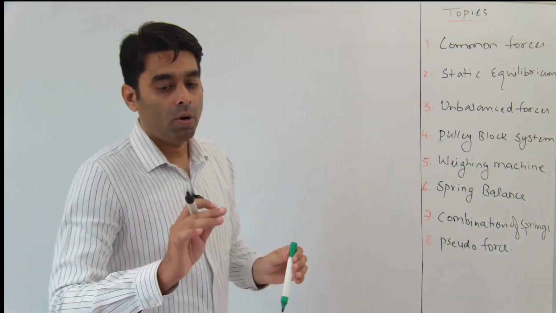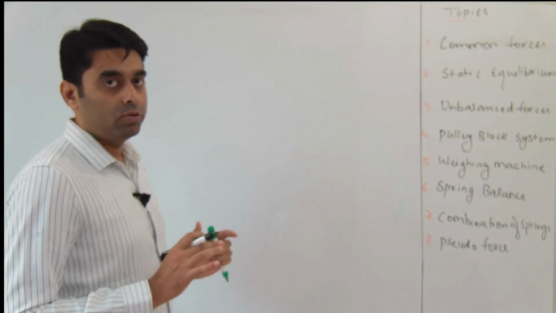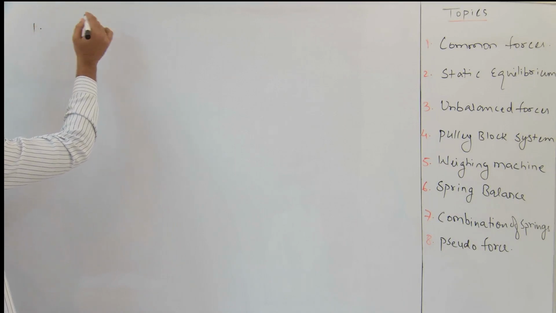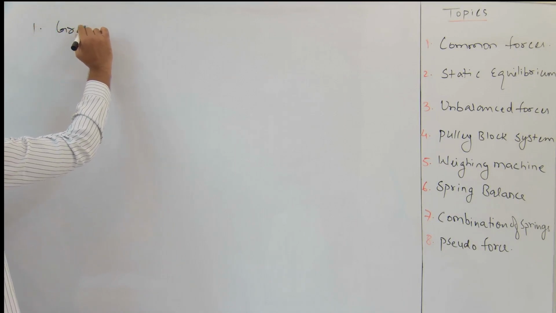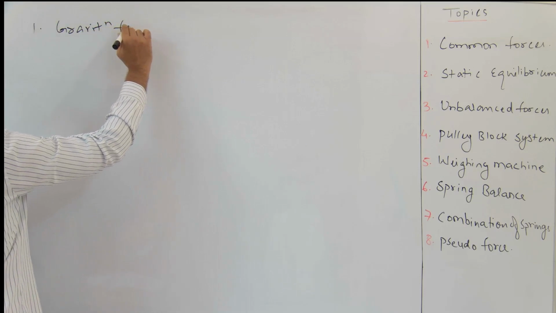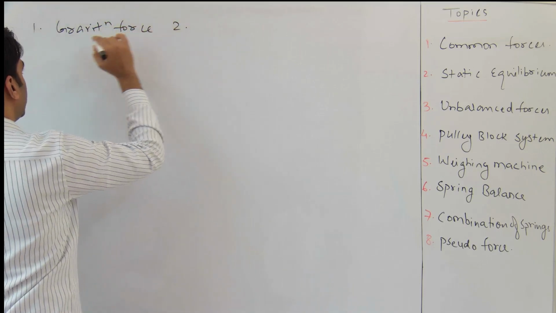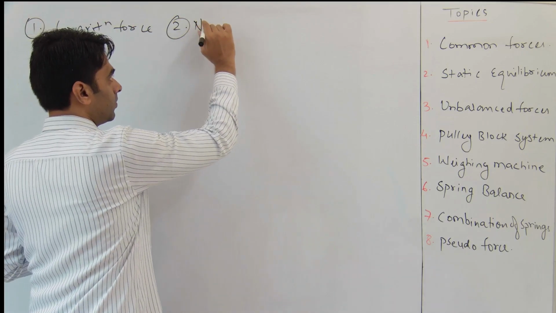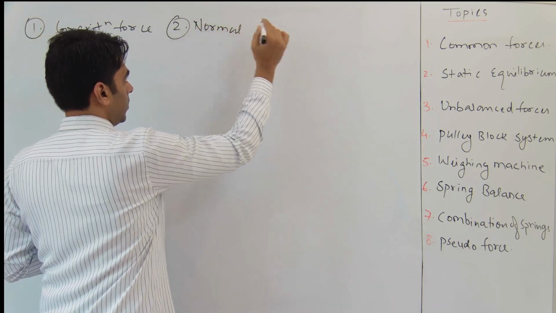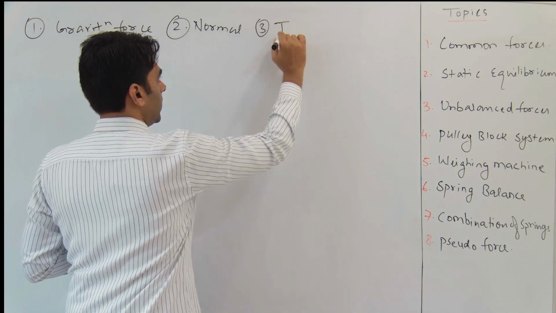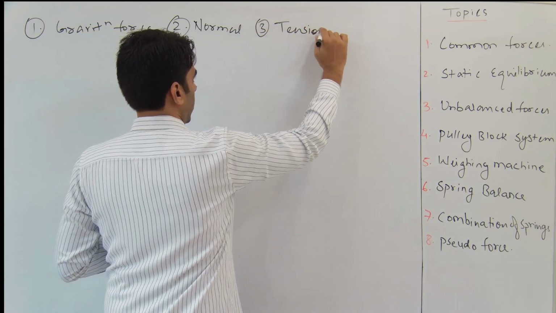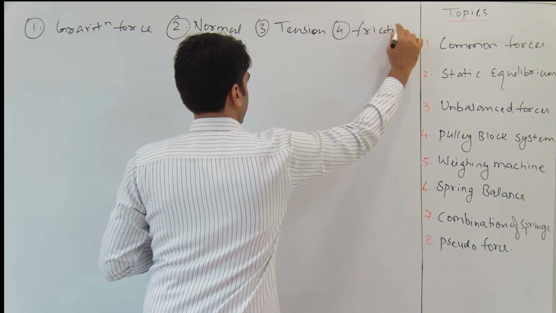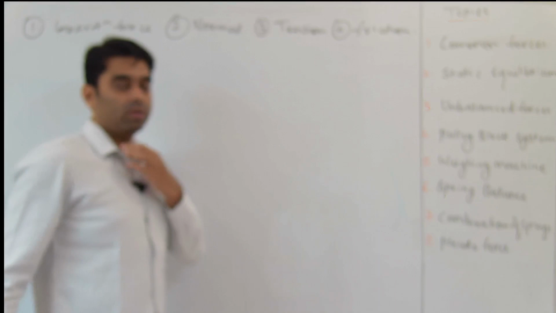First is our common forces. Which common forces do we use in NLM? The first one, if I start with, is your gravitational force. Second one is your normal force. Third is tension force. And fourth is your friction force. One by one, let us take a look at all of them.